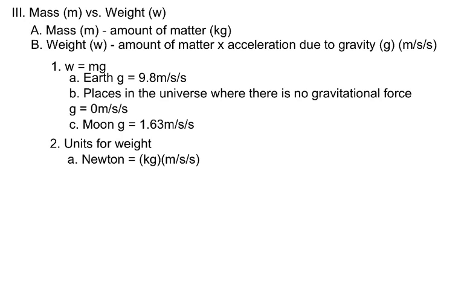The unit for weight is the same unit for force, since weight is considered to be a force. So the SI unit for weight is the Newton, and that's also equal to the unit for mass, which is kilogram, multiplied by the unit for the acceleration due to gravity. In other words, 1 Newton is equal to 1 kilogram times a meter per second squared.